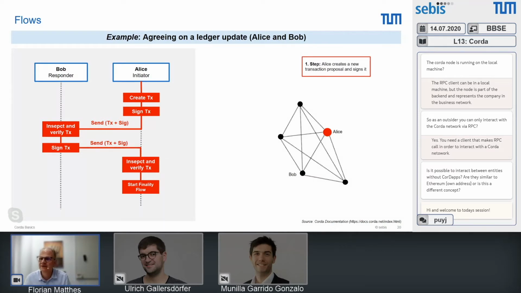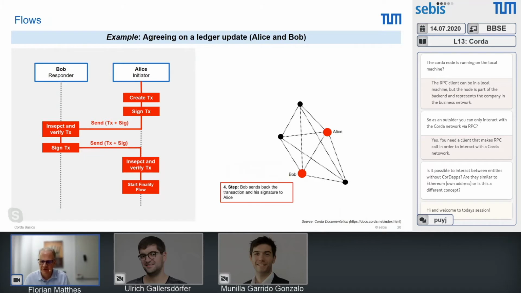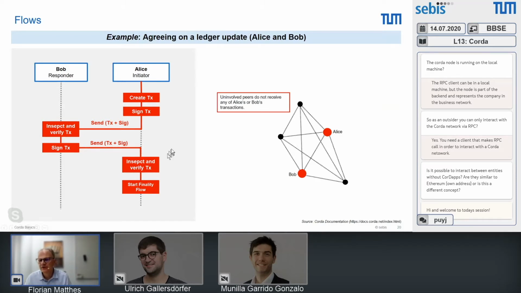Alice creates the transaction proposal. Alice sends the proposal with her signature to Bob. Bob inspects the proposal, verifies it, and sends it back to Alice. Alice verifies it, and then an update is done. The important point is that the other peers, whom we didn't touch, don't see this update. So the information is only in the vault of Alice and the vault of Bob. And since it contains some shared objects, they both now have the same value on both sides, because they signed it and they know that these updates have been done in their vaults in a consistent way.